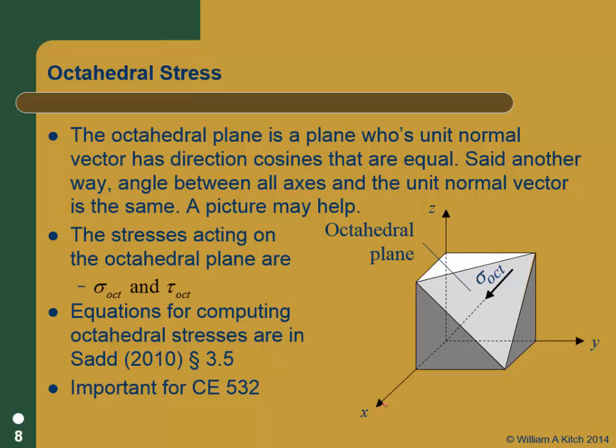But imagine you take your XYZ axis system, and we're going to draw a line that comes out of that that has an equal angle between all three axes. So this is my two-dimensional picture of that. This is that direction, and this plane is normal to that, right? So there's both a shear stress and a normal stress acting on the plane. That's the octahedral stress. And this becomes important for von Mises limits and some other things you're going to talk about in shear strength.